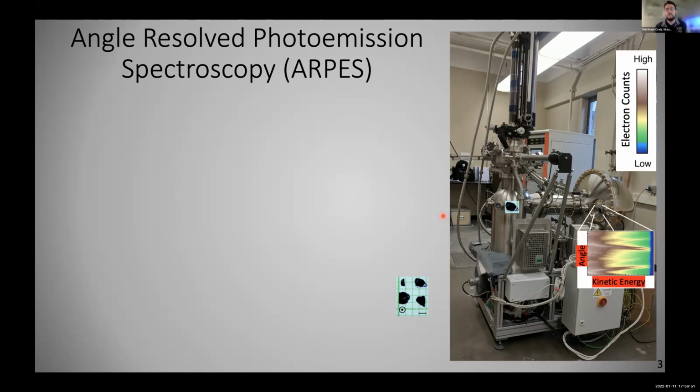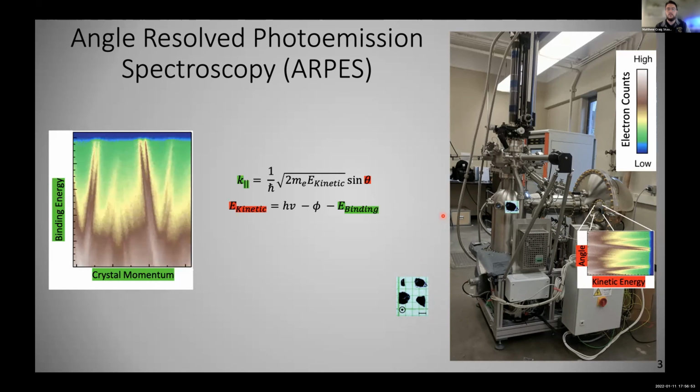Now, based on the conservation of energy and momentum, we can turn the angle of emission and kinetic energy that we measure into the crystal momentum and binding energy that the electrons had when they lived in the crystal. And this helps us almost directly measure the band structure of a material.